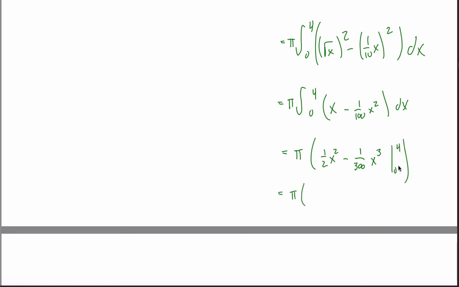And evaluating this from 0 to 4, well, if I plug in 4s, 4 squared is 16, 16 times 1/2 is 8, and then 4 cubed is 64, and 64 over 300. And then from that, if I want to write out all my steps, I will plug in zeros and I'll get 0 minus 0, and you don't even have to write that if you don't want. The point is just my final answer is whatever 8 minus 64 300ths is times pi.